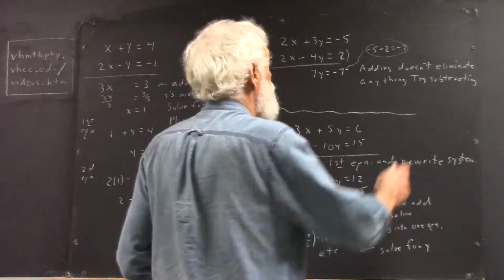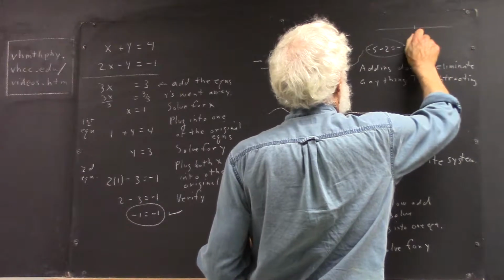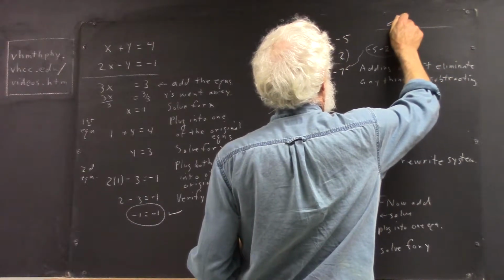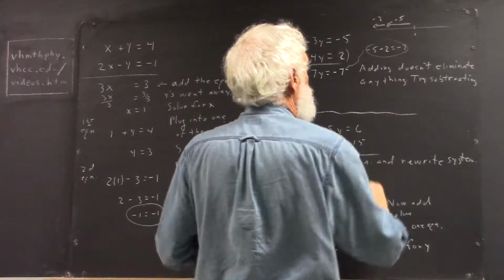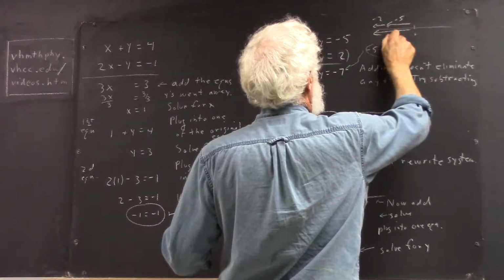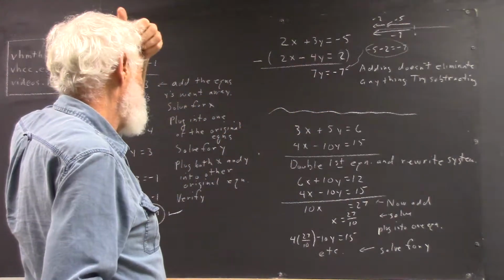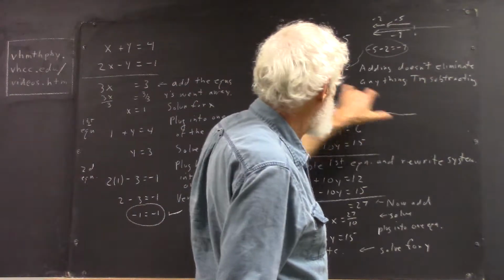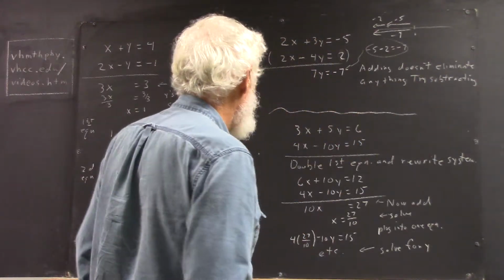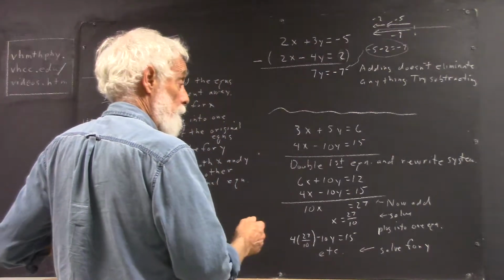Well, it isn't, because -5 minus 2 means you start at x equals 0, you go -5 units in the x direction, then you go -2 units, so you end up at -7, okay? Anyhow, you get 7y equals -7. Adding didn't eliminate anything, we tried subtracting and it worked, okay? So then, we proceed with the solution, okay?